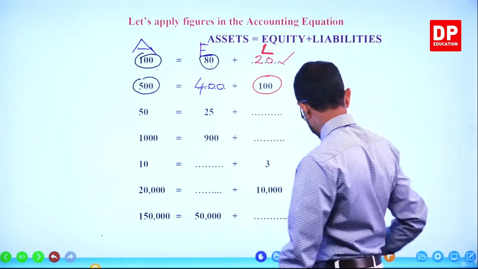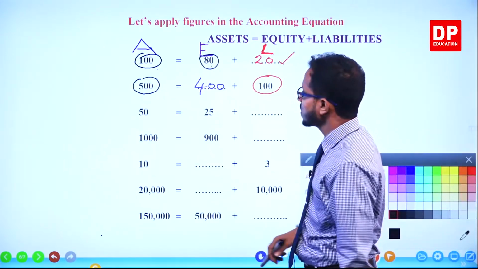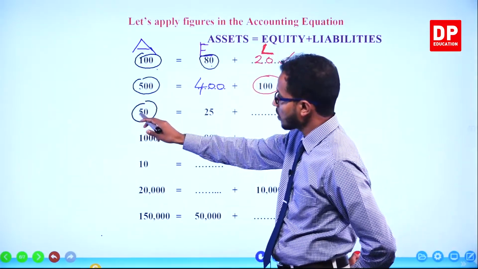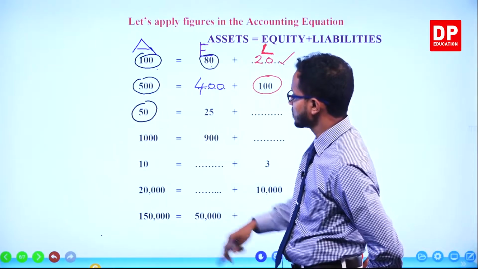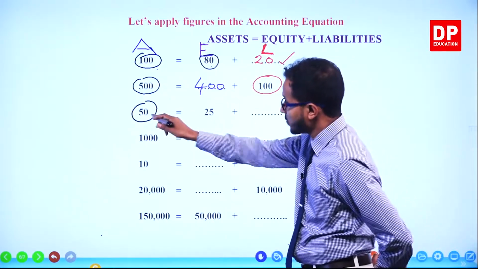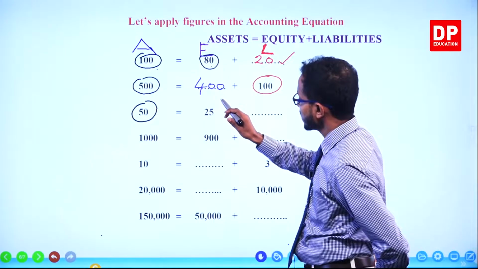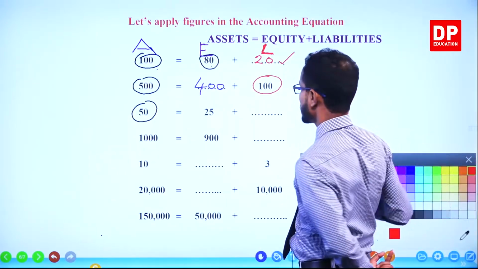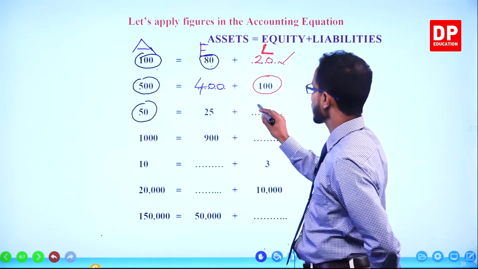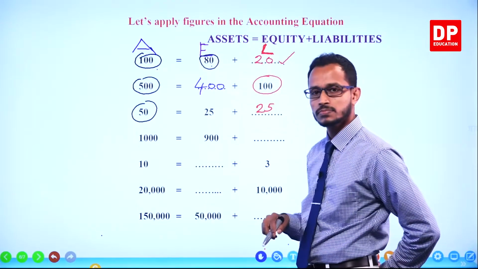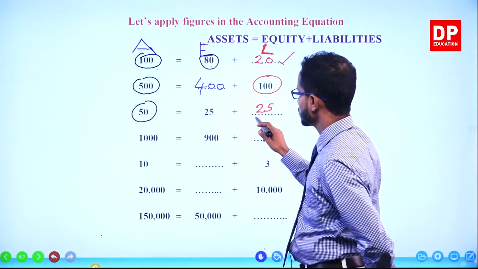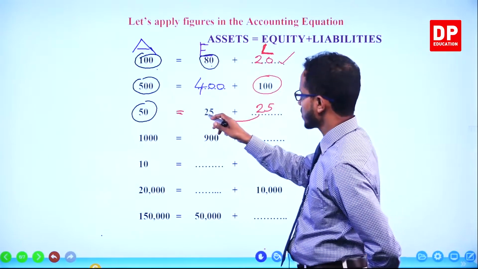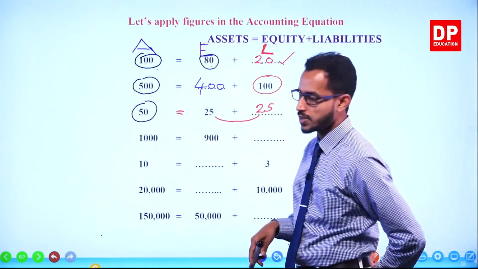Right. Next, I want you to tell me, if 50 of assets exist in a business, out of that 50, 25 only is invested by the owner, how much would have been borrowed? 25. So the addition of these two forms this amount. 25 plus 25 equals 50.